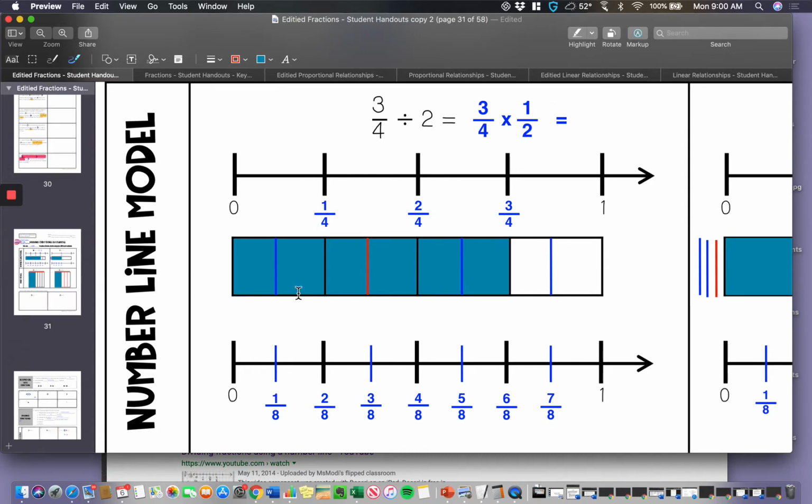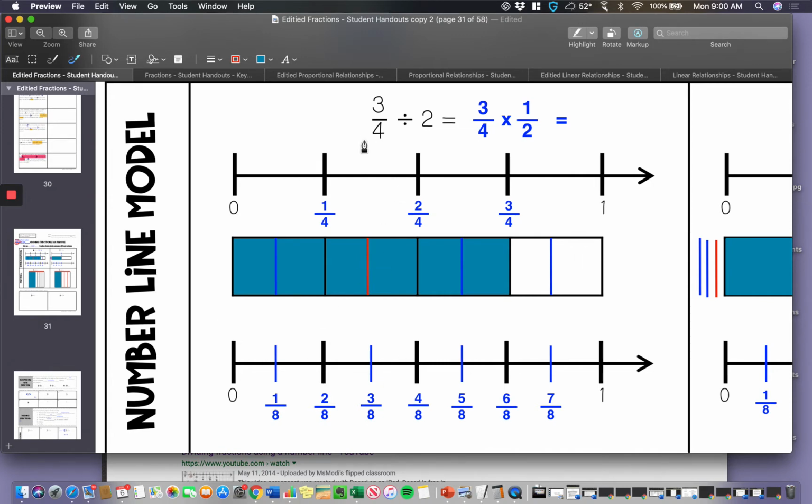So again, what I've done to each part of my 3/4 is I've broken it into half because I'm dividing by 2. Dividing by 2 means that I am also multiplying by a half. So I want to break down 3/4 into half. So 1/4 is broken down into half, my second fourth is broken down into half, and my third fourth is broken down into half. Now, I'm representing my new breakdown down here on my number line.